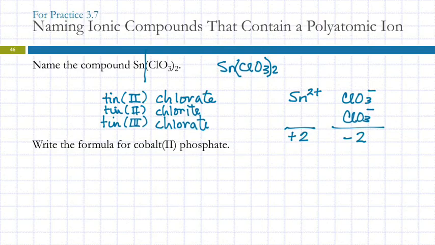Okay, cobalt(II) phosphate. We need to write the formulas for the ions first. Cobalt(II), the symbol for cobalt is what? Capital C, lowercase o. Not to be confused with carbonate, which is C with a capital O, or carbon monoxide, right? The size of your letters matters. What does the Roman numeral 2 tell me? It's a positive 2 charge. So this is Co2+. And then phosphate.